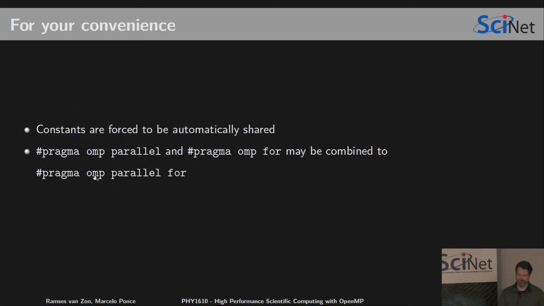Another thing that is very common is that you start a parallel region with a number of threads, and then the very next thing you do is divide work over a for loop. And so there's a shorthand for pragma omp parallel, then followed by pragma omp for, and it's just pragma omp parallel for. You just combine the two. Not every pragma can be combined like this, but this is so common that it is allowed.